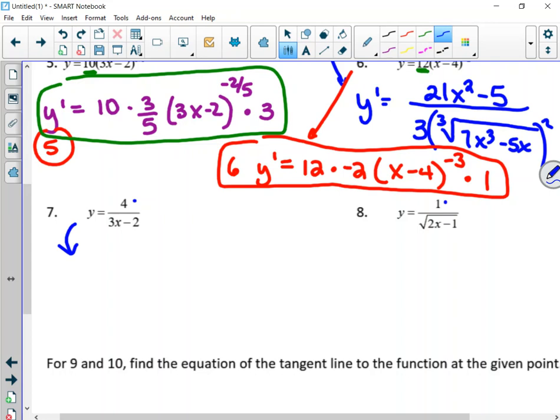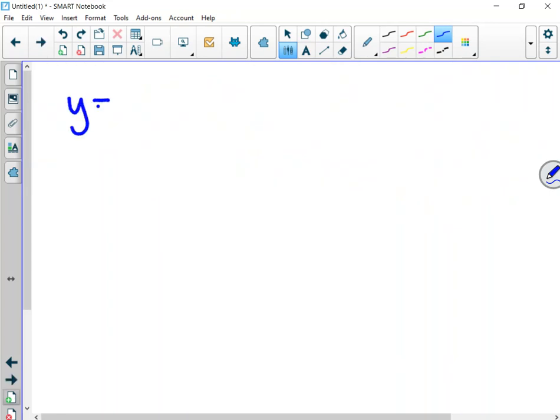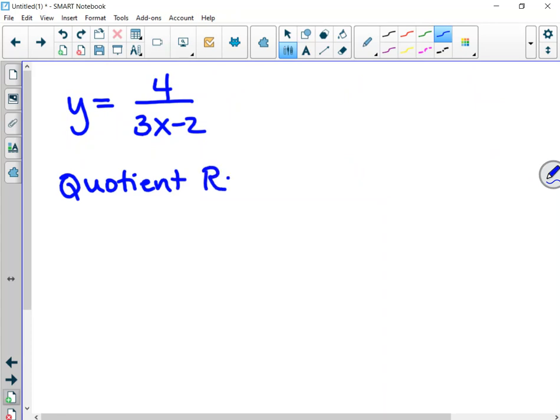Now let's talk about problem number 7. I'm actually going to come over here. So if I have 4 over 3x minus 2, and I decide I want to use quotient rule to find that derivative, okay, I can do that.